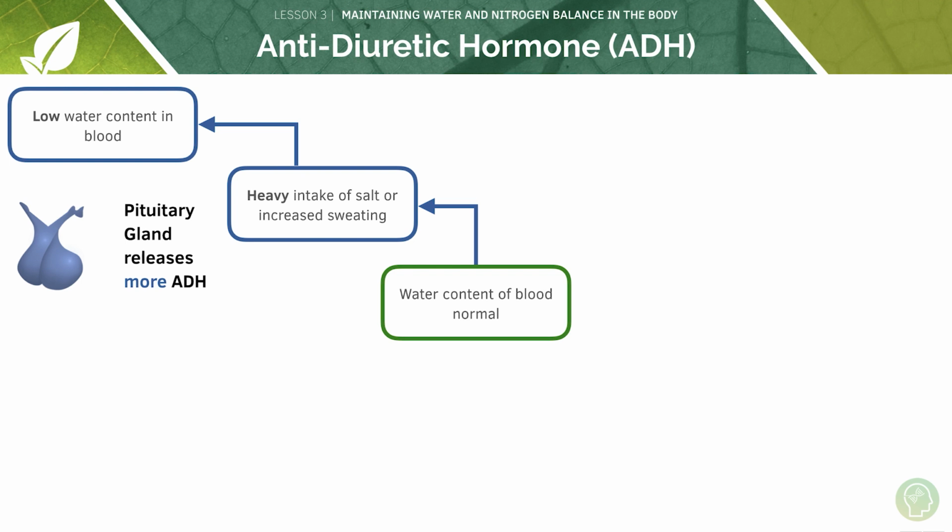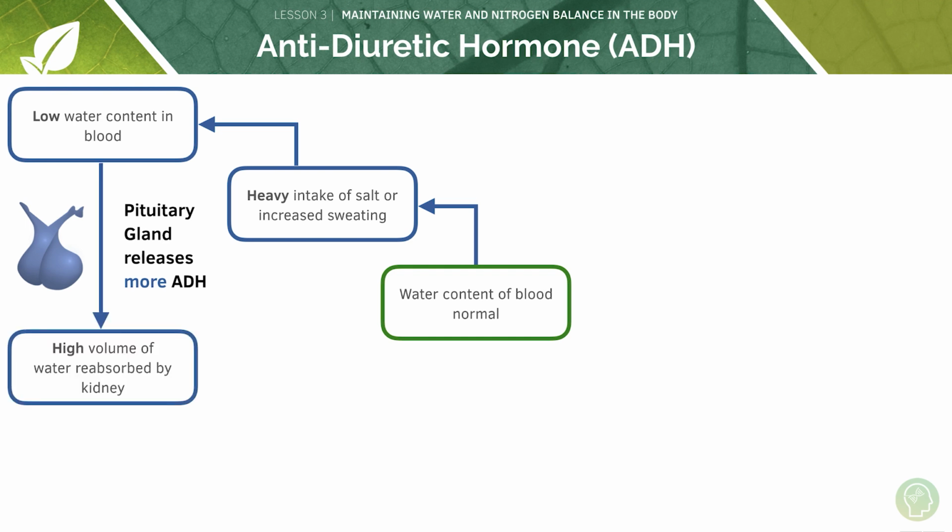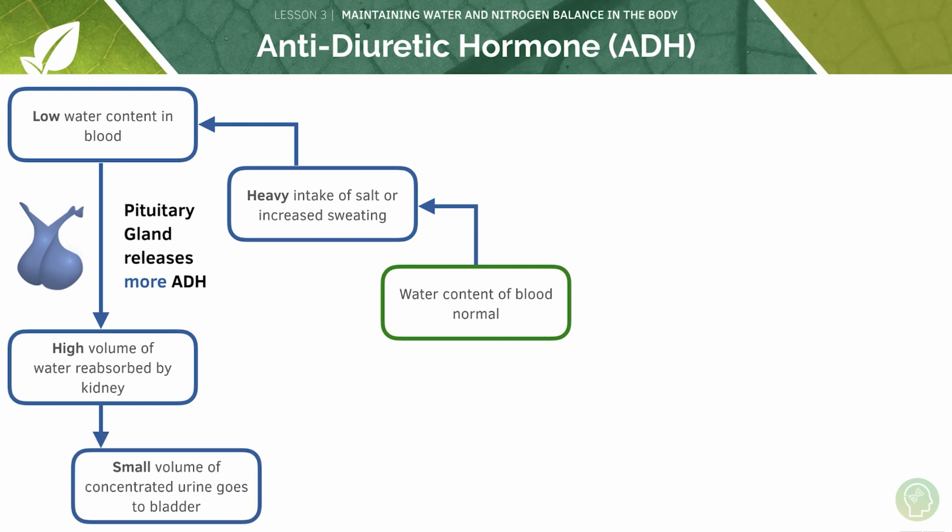So let's have a look at how this might work. We want to maintain a normal water content of our blood. But let's say one day you eat lots of crisps or something, so you get a heavy intake of salt. Or maybe you've been out exercising, so you've had increased sweating. So you're going to have a low water content in your blood. Your brain is going to sense this. Your pituitary gland is going to release more ADH, more antidiuretic hormone.